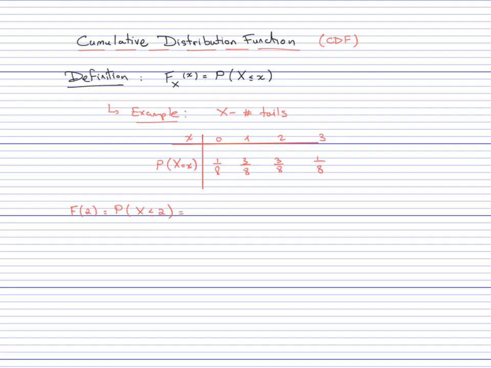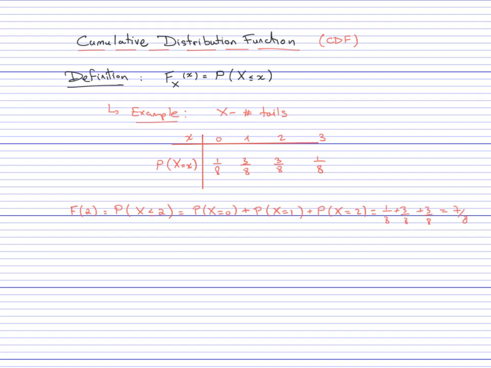How exactly do we compute that? Saying that x is at most 2 means it can be either 0, or 1, or 2. And then we sum those probabilities: 1 over 8, plus 3 over 8, plus 3 over 8, which is 7 over 8.